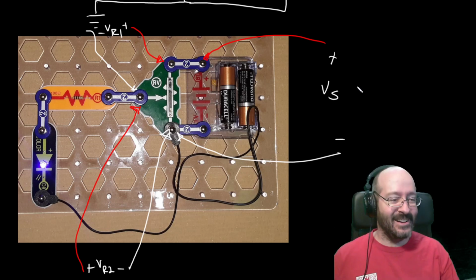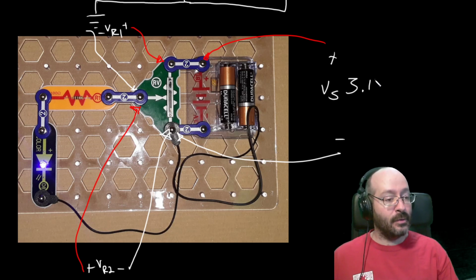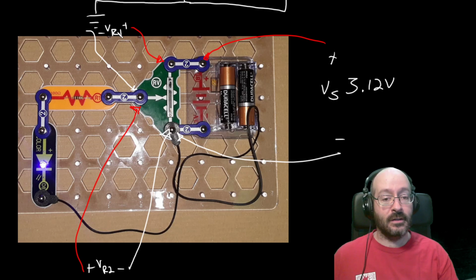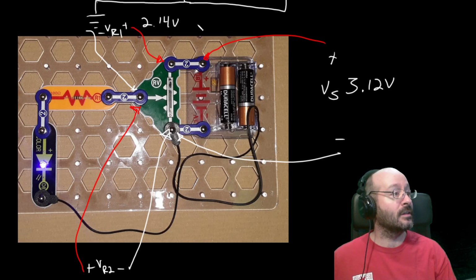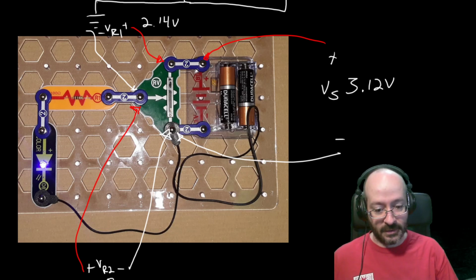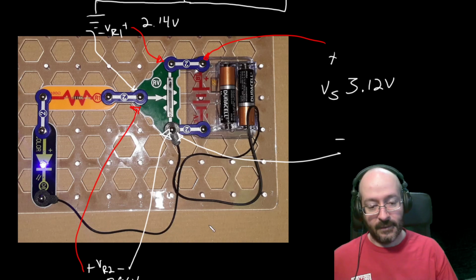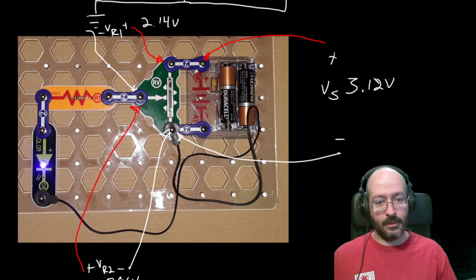So, 3.12 volts, 2.14 volts, and 0.96 volts. Those feel pretty close to me. Okay, because in that potentiometer, I'm going to take those values.